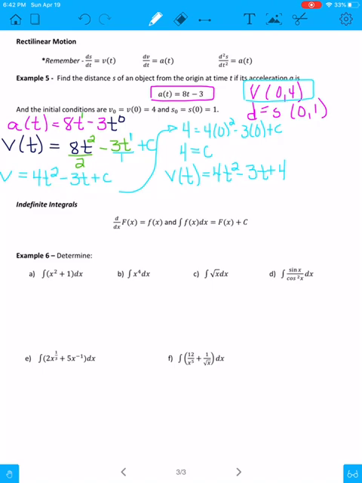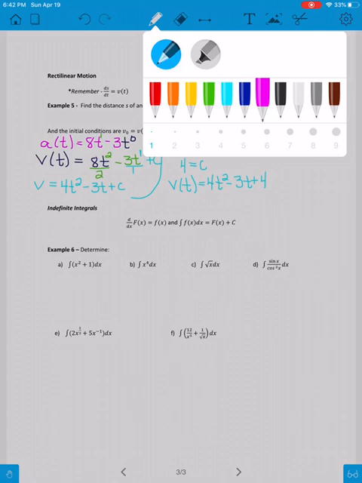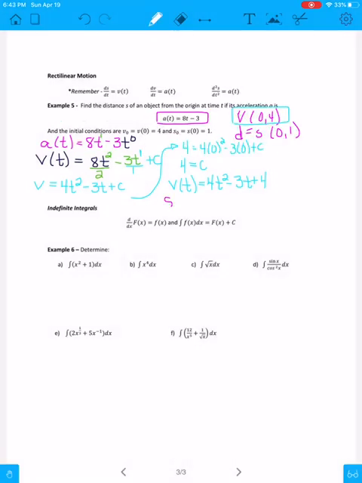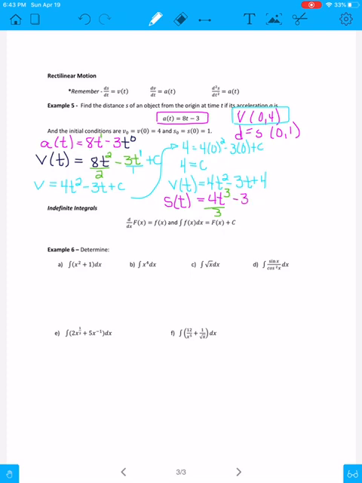Now I have to find the antiderivative of that to get the distance formula, s of t. In this case, they labeled it as s for distance. So to get s of t, I have to find the antiderivative of this. I'm going to go 4t, now to the 3, divide by 3. Minus 3t to the 1, but it's now going to be to the 2, divide by 2.